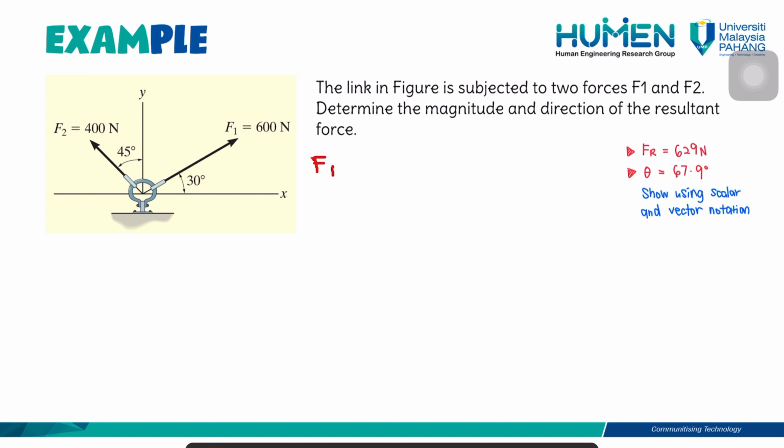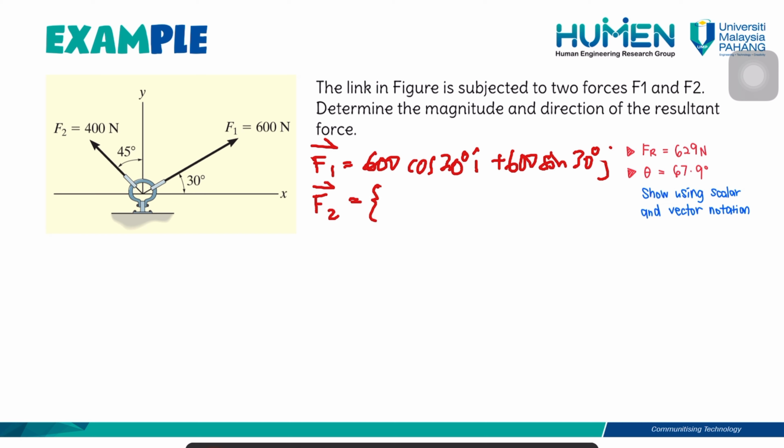However, if you want to express the answer as a Cartesian vector using vector notation, you have to write F1 equal to 600 cos 30 degrees i plus 600 sin 30 j. This is for vector F1, and vector F2 equals negative 400 sin 45 i plus 400 cos 45 j.